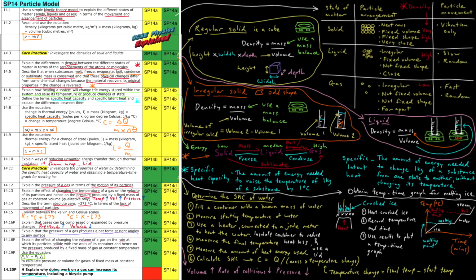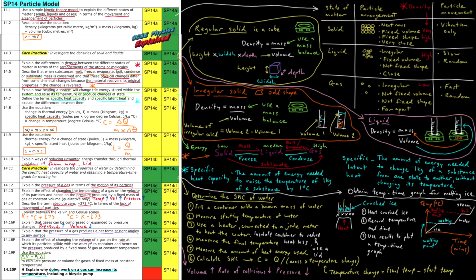Explain that gases can be compressed or expanded by pressure changes. So if the pressure gets bigger, the volume of the gas will get smaller. So in other words, if you squash it, a balloon will get smaller. You know, that kind of thing. Explain that the pressure of a gas produces a net force at right angles to any surface. Well, it's just a statement for 1 mark.